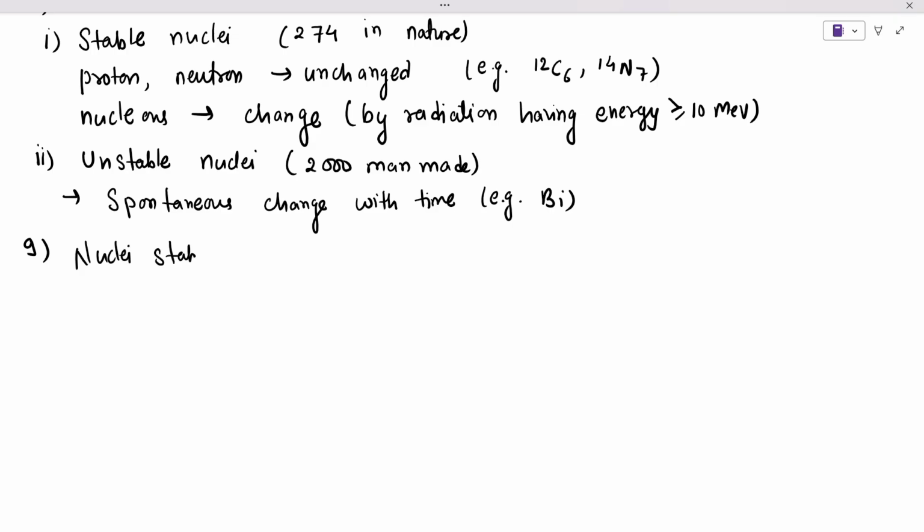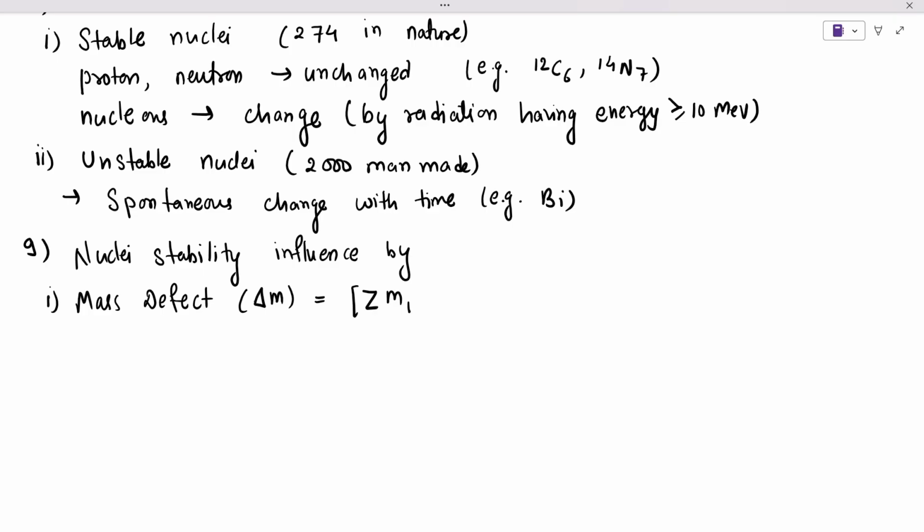Nuclei stability is influenced by various factors, of which the first one is mass defect, represented by delta M. We have a formula for mass defect, that is Z into mass of proton plus (A minus Z) into mass of neutron minus M.